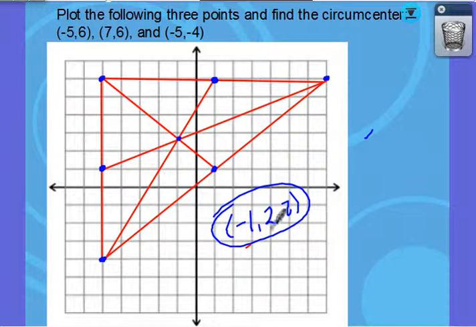So let's see how close I was on my answer. -5 plus 7 is 2. 2 and -5 is -3, divided by 3. Dead on. I'm good there. Add your y's, you get 12 minus 4 is 8 divided by 3, which is 2.6 repeating. So we were right: -1, 2.7.